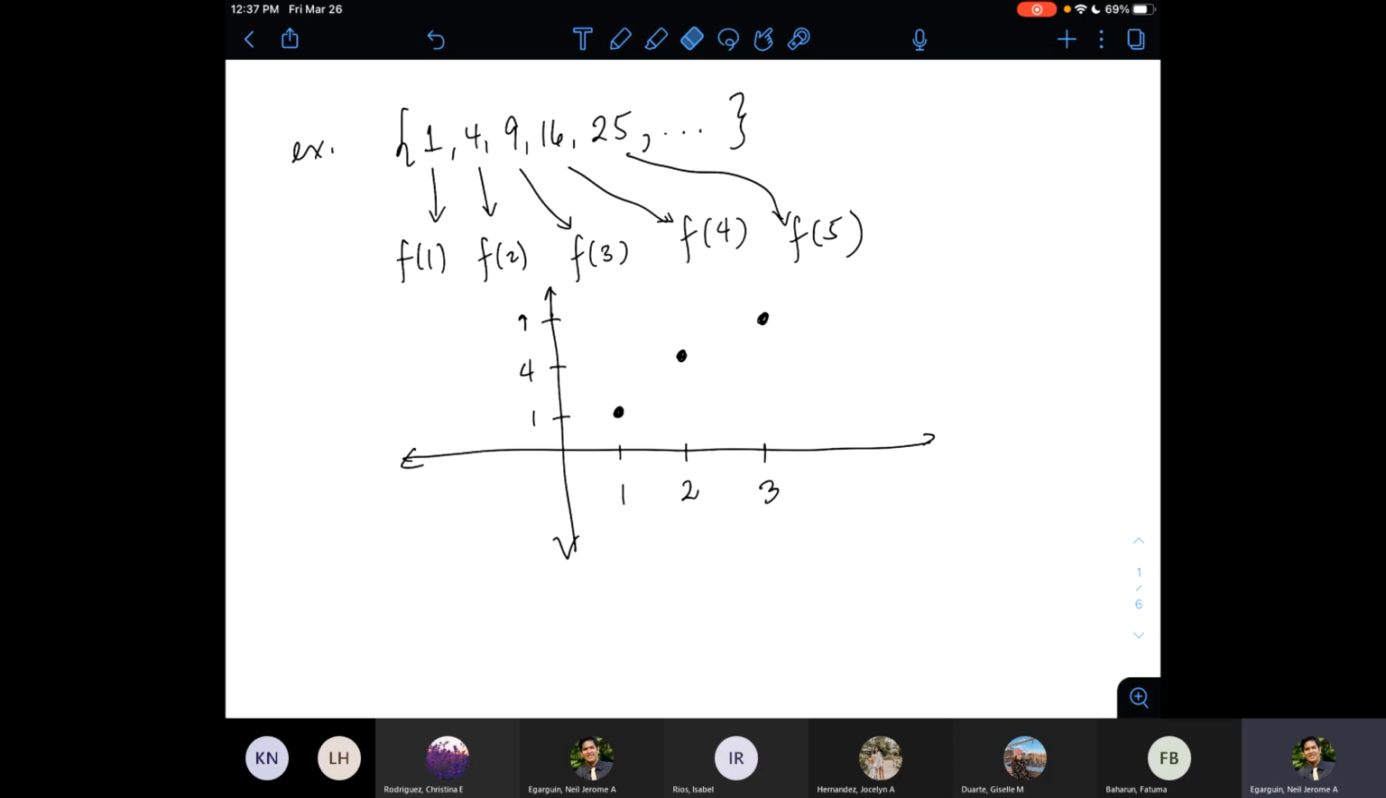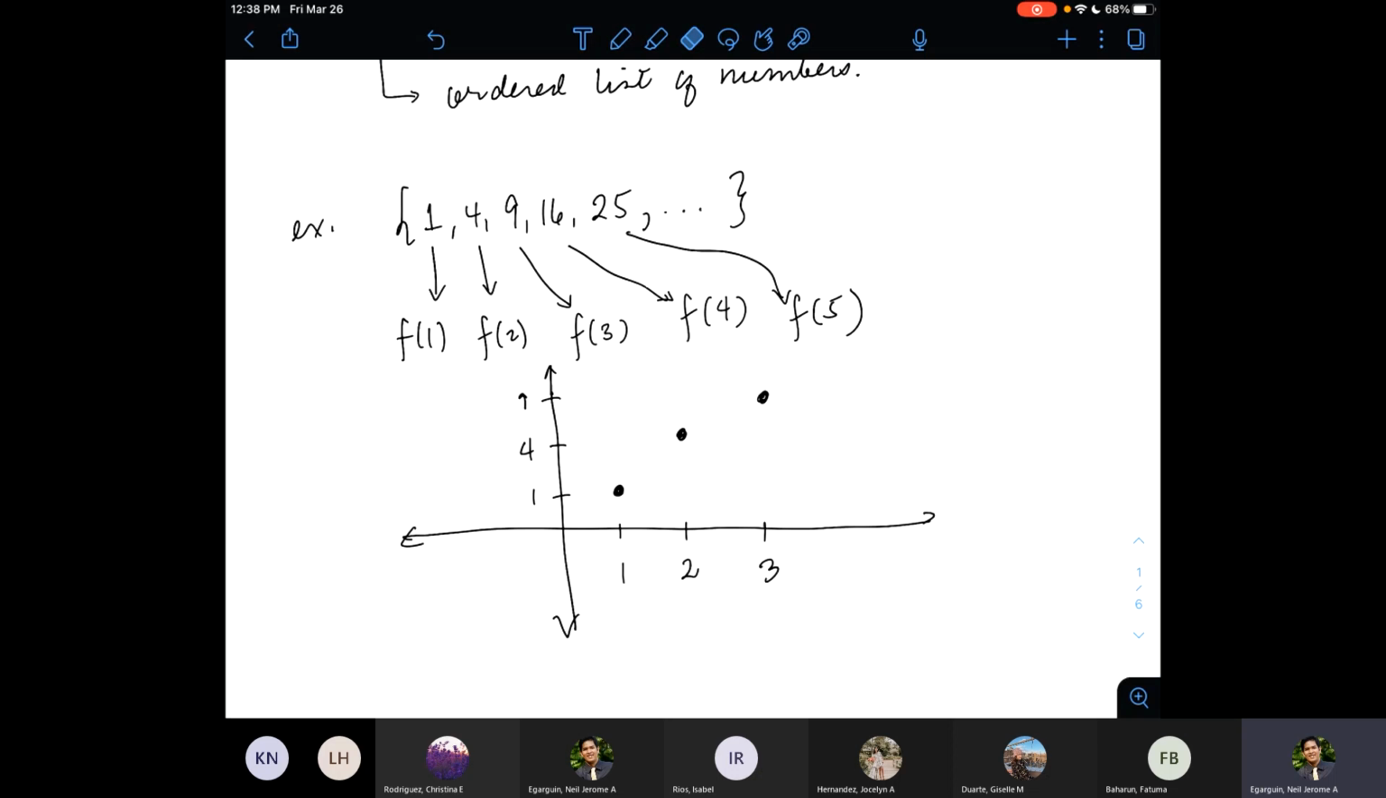So if you are asked to sketch the graph of a sequence, do not connect the dots, because that would be wrong, since you are drawing a function whose domain extends beyond the set of natural numbers. Okay, so there are several ways of writing sequences. The first one is as an ordered list of elements in the sequence. And I would like to emphasize the term ordered, and that's why it's called a sequence, because there's an ordering between the elements.